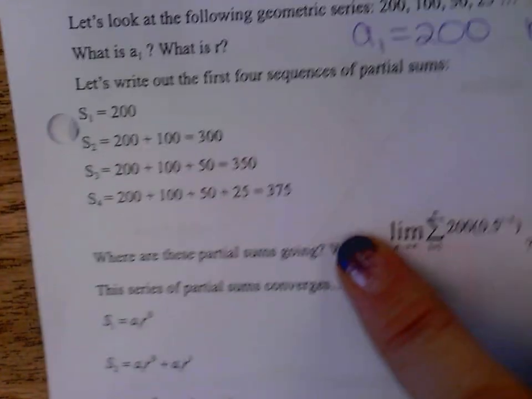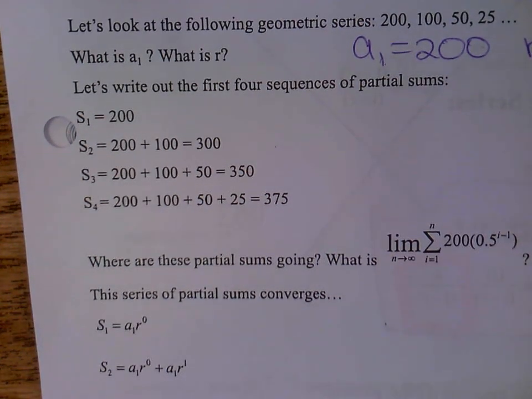I'm just going to jump back to this page. At S sub 4, we were already at 375. Let's add a couple more terms. So let's add, I don't know, 12 and a half, 6.25. What's half of 6.25? 3.125. What's half of that? 1.5625. We'll just go one more time, 1.5625 times 0.5.